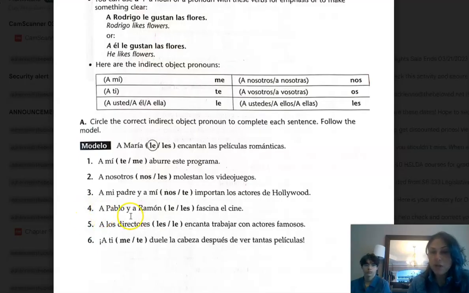Okay. A Pablo y a Ramón les fascina el cine. Notice fascina does not have an N because the subject is cine. It's singular, so I would not have an N there. But it needs to be les because it's a Pablo y a Ramón. So it's plural and it's third person. It would be ellos, so it needs to be les. Okay, number 5. Oh, let me translate. The movies fascinate Pablo and Ramón.